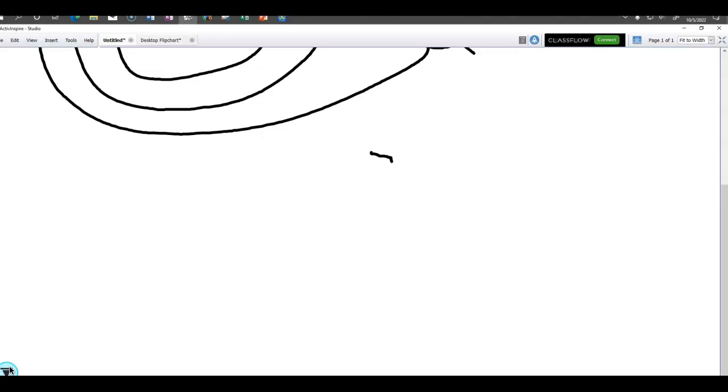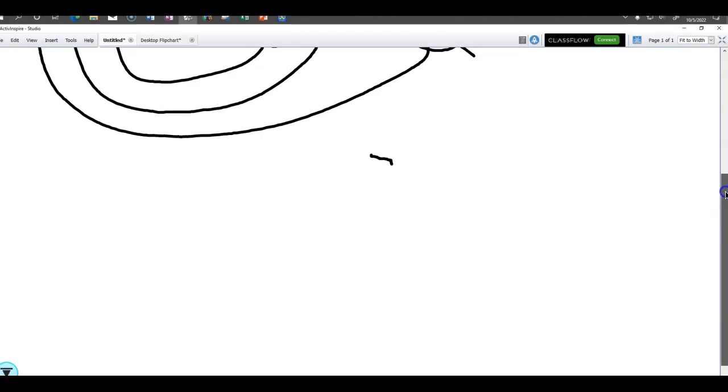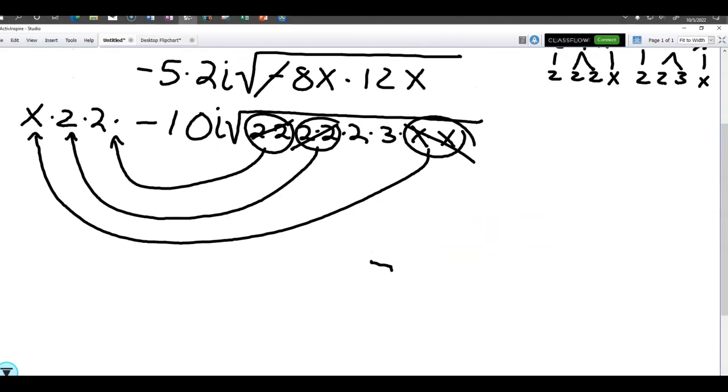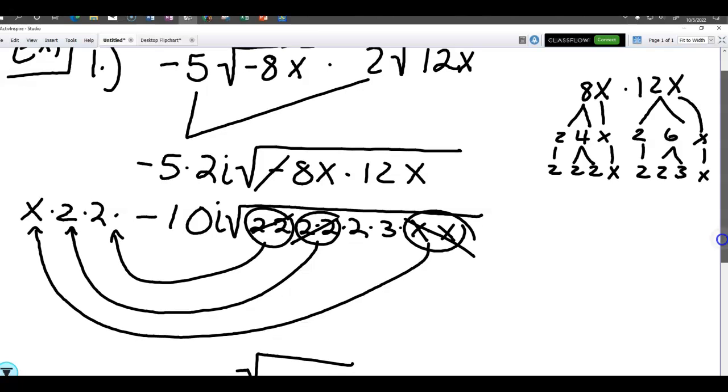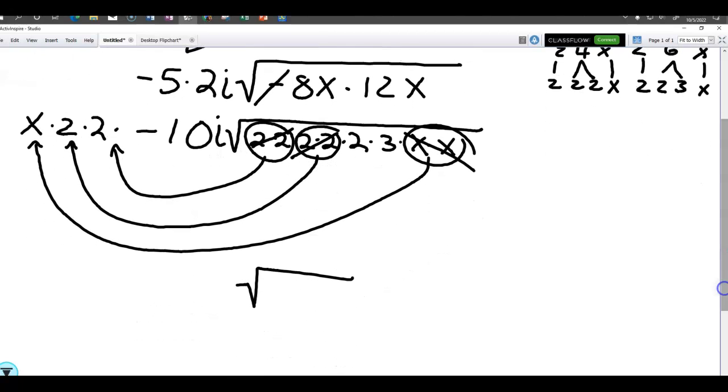I'll bring that back just a sec. There we go. Okay, so let's start with the inside. I think that's easier. 12 was 2 and 6, and then 2, 2, 3. All right, so what do I have on the inside here, guys? 6. I've got a 2 and a 3, which, yeah, we'll multiply those together and we'll get 6.